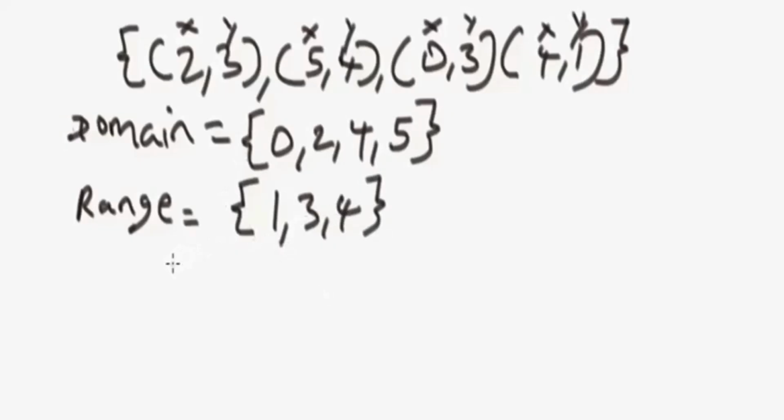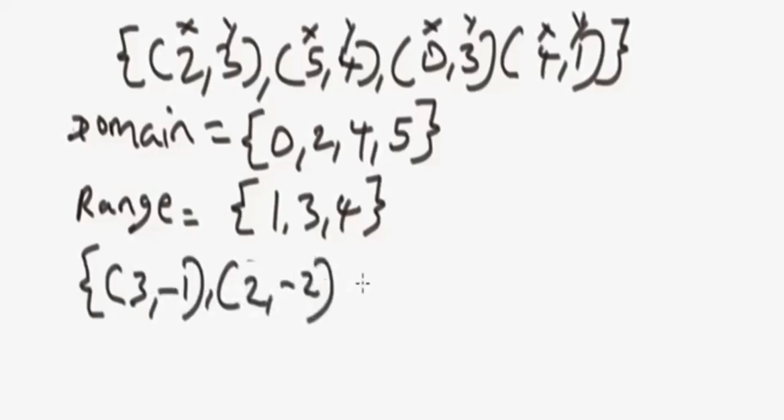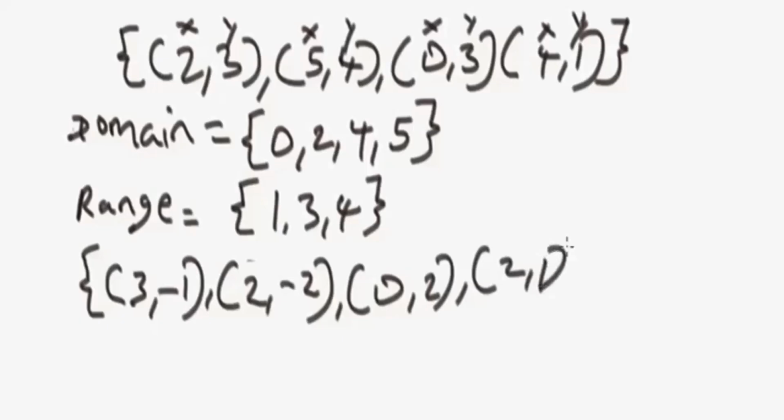Okay, let me give you another problem to solve. You have this set of ordered pairs. You have 3, -1. You have 2, -2. You have 0, 2, and lastly you have 2 and 1. So feel free to pause this video and see if you can figure this out, find the domain and range.